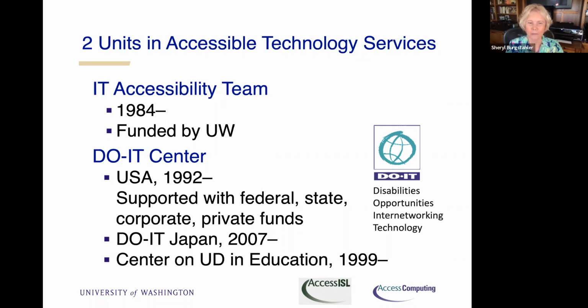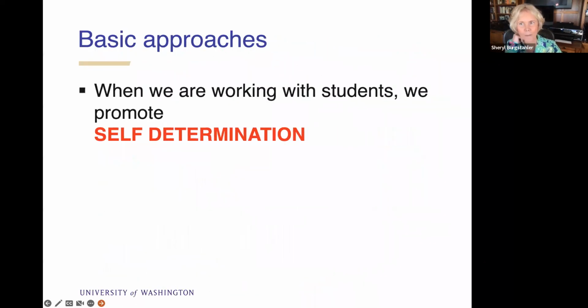And then the Center on Universal Design and Education, we were funded by the U.S. Department of Education to create and then support this center, which we continue to improve and add resources to based on the grants that we're currently getting. So our basic approaches in the Do It Center are, when we're working with students, usually students with disabilities but other students as well, we promote self-determination. Broadly speaking, that's just the knowledge and skills and networking and technology, everything you need to achieve success in whatever you're trying to become successful in.